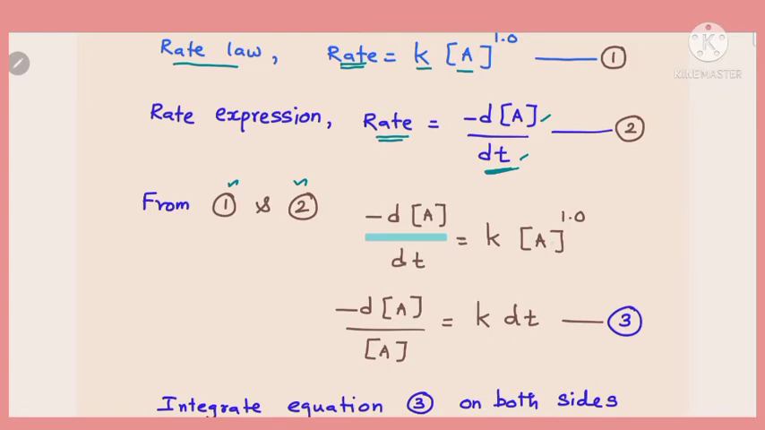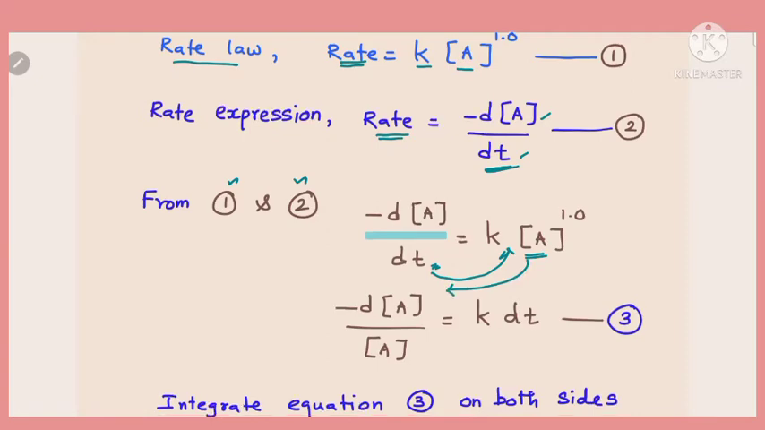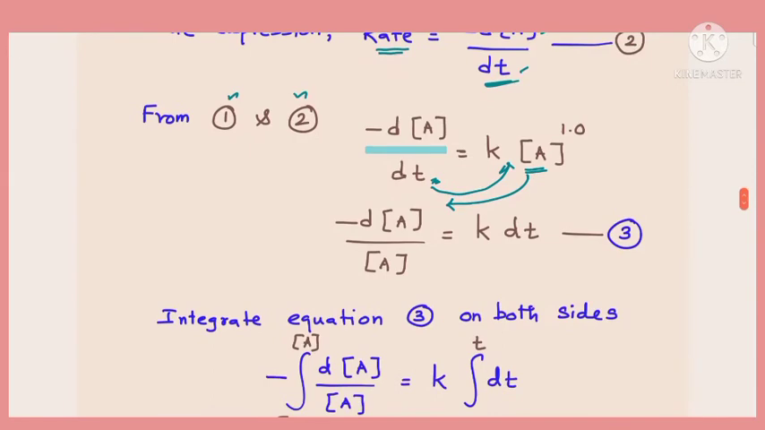Now I rearrange this equation. I bring the concentration term A to the left side denominator, and dt to the right hand side. Just interchange dt and the concentration term A. So I get equation number 3: minus dA by A equals K into dt.